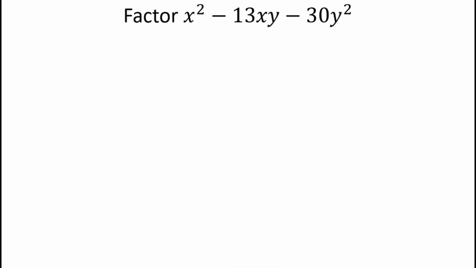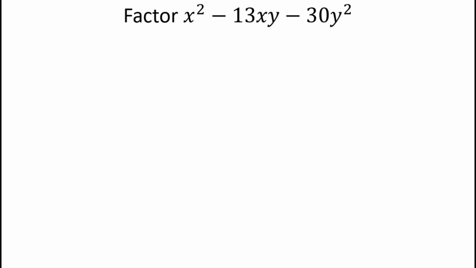Alright, let's try one more, but in two variables. We have x squared minus 13xy minus 30y squared. If you were ever asked to factor a quadratic like this with two variables, such as x and y, my advice is to factor it first, pretending there is only one variable, and then worry about the extra variable.